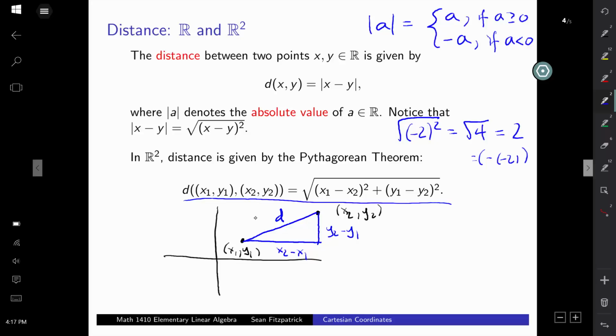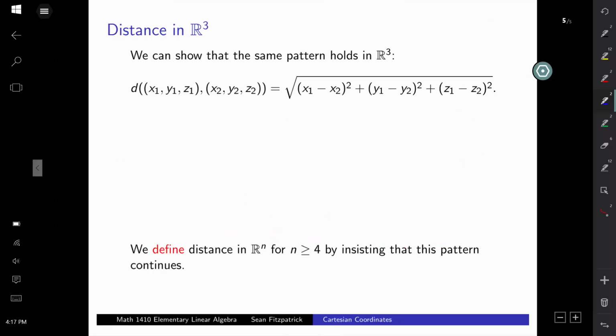All right. Now, what if you want to extend this distance formula to higher dimensions? Well, in 3 dimensions, you can actually show that the same definition works. So, if you have one number, you square it, and then you take the square root. If you have 2 numbers, you take the sum of the squares, and then you take the square root. If you have 3 coordinates, well, now you have 1, 2, 3 squares. You add them up, and then you take the square root.